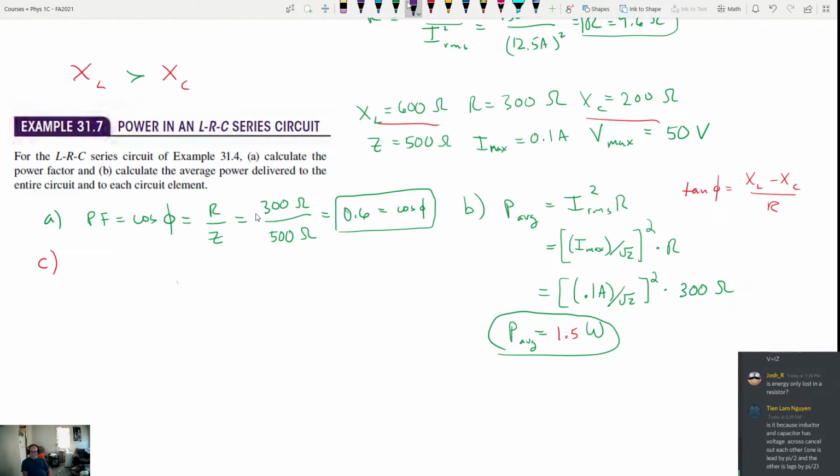It's given. But what we'd like to do is ask this question. How can a capacitor be added so that cos phi becomes 1? Okay, so we've got this circuit.